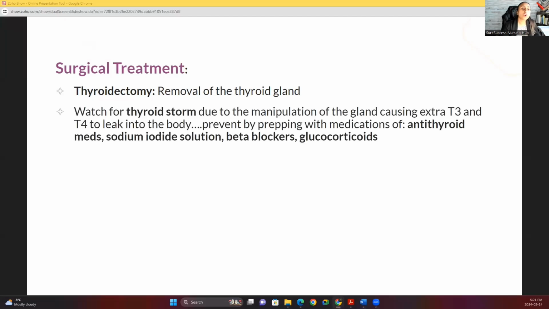All right. So watch for thyroid storm due to the manipulation of the gland, causing extra T3 and T4 to leak into the body. That is why we prepare anti-thyroid medication, sodium iodide solution, beta blockers, steroids; everything is ready in the OR. And where are the sutures? Now let us say that they remove the thyroid. So where is the suture, first of all?